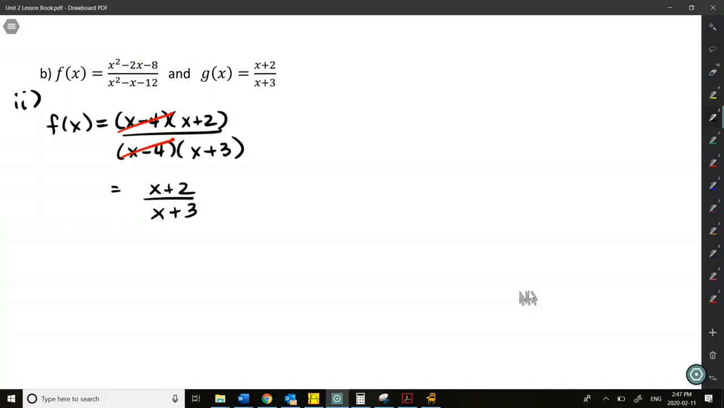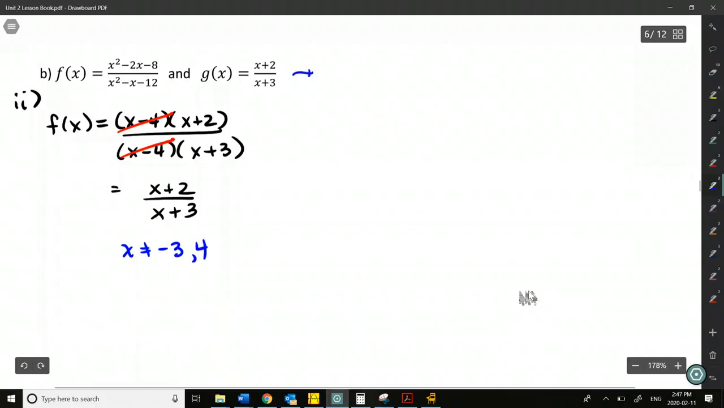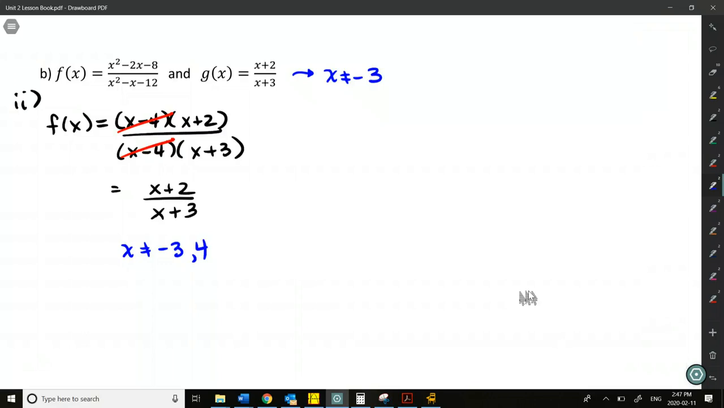Okay, so are these equations equivalent? At first glance, we would say absolutely they're equivalent. But what did we say were the restrictions for f at x? It was -3 and +4. What are the restrictions for g at x? So are these equations fully equivalent?